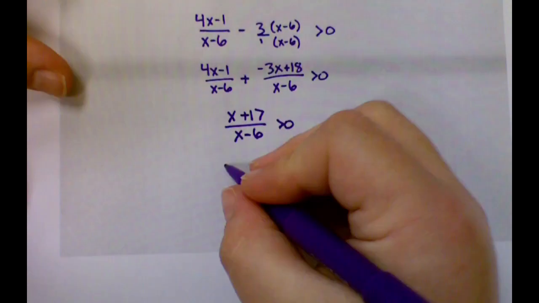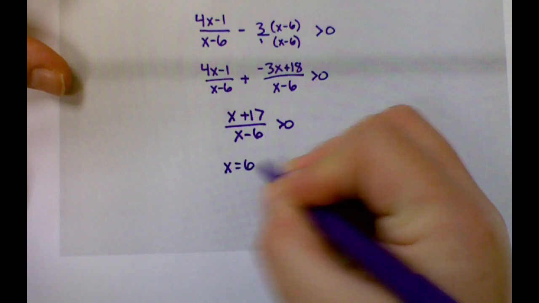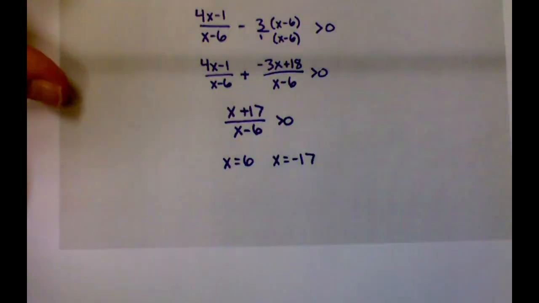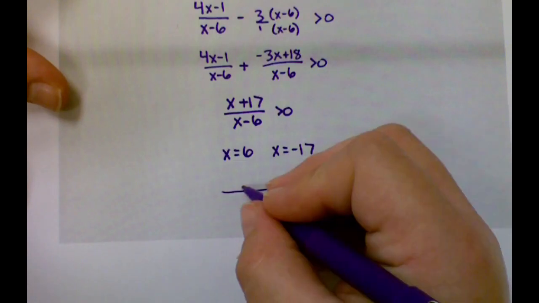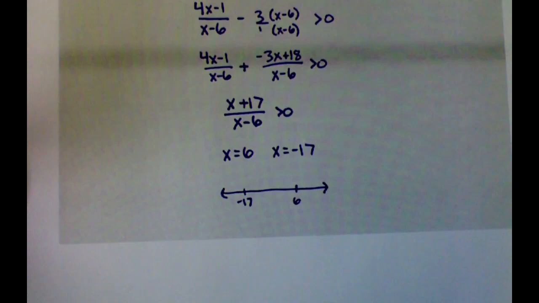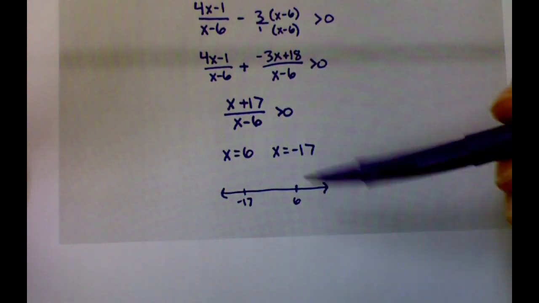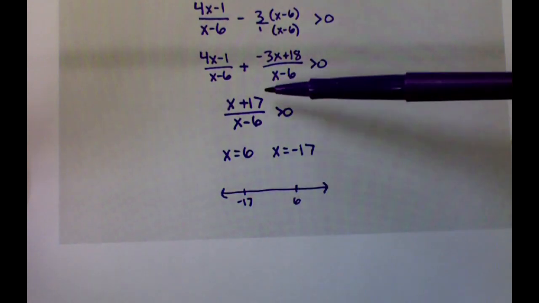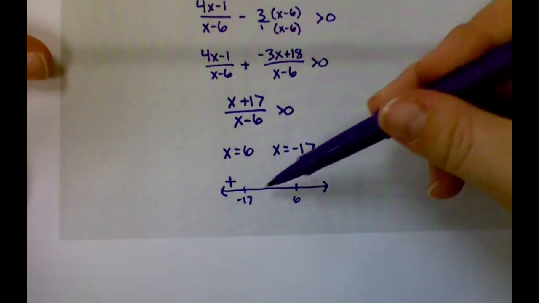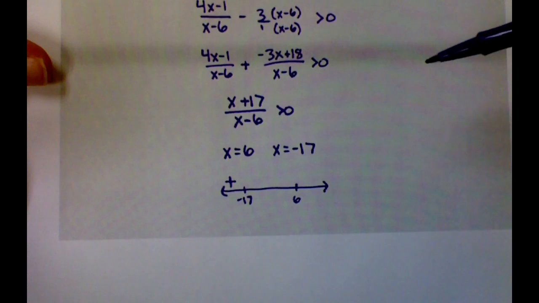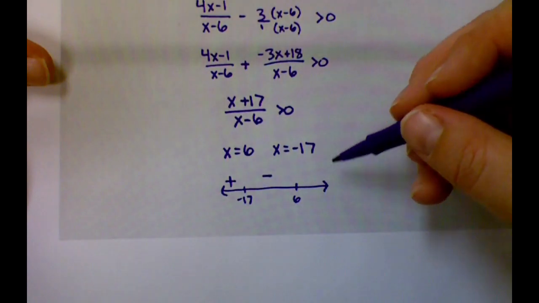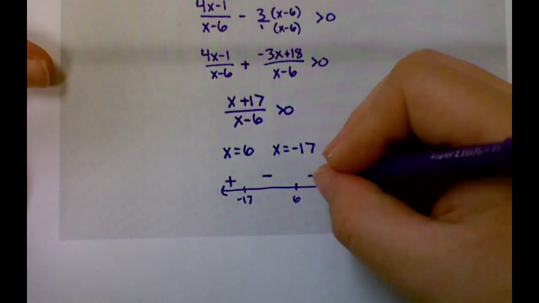My key numbers now, what makes the denominator 0? It is 6. What makes the numerator 0? Negative 17. Make my number line, I put negative 17 and positive 6. Plug in something smaller than negative 17. Let's go negative 18. I get a positive. Plug in something between negative 17 and 6. I like 0. I get a negative. And something bigger than 6. I like 7. I get a positive.